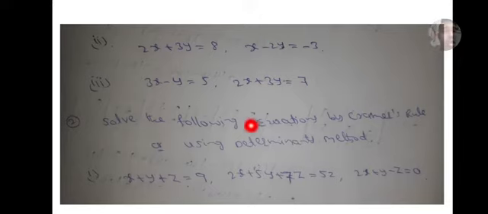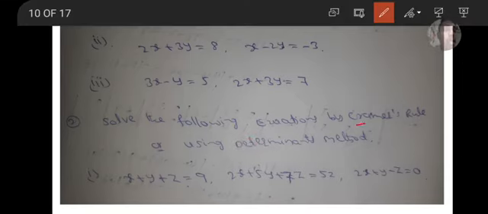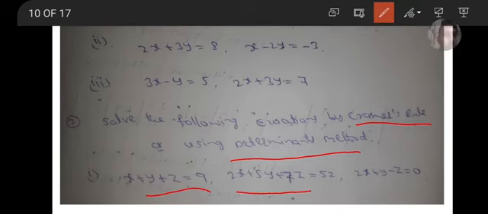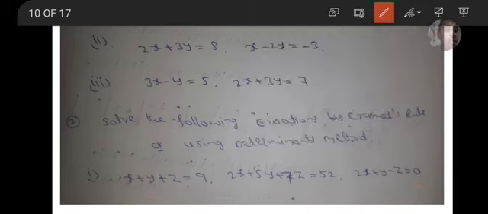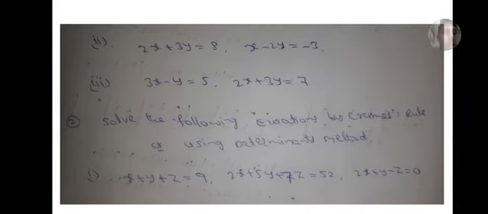Next, solve the following equations by Cramer's rule or using the determinant method. The determinant method and Cramer's rule are both the same. Okay, the equations given: x plus y plus z equal to 9, 2x plus 5y plus 7z equal to 52, 2x plus y minus z equal to 0. Three equations in three variables are given. So we have to solve this by Cramer's rule or the determinant method.